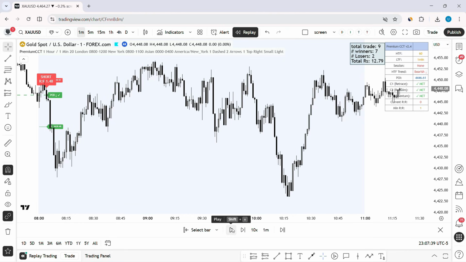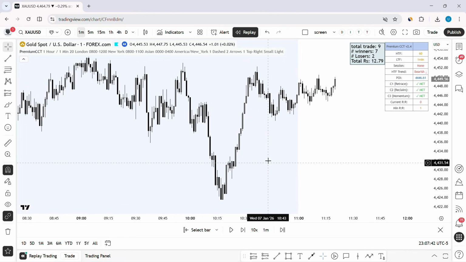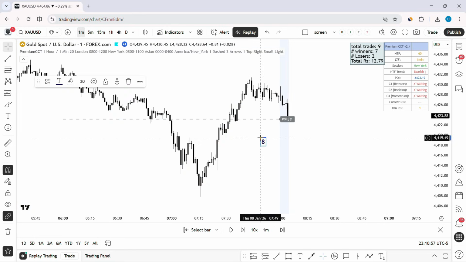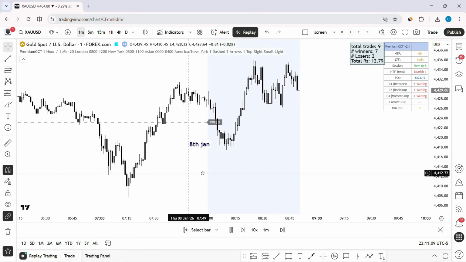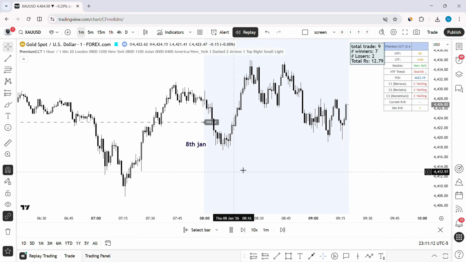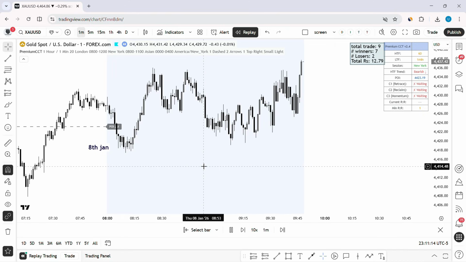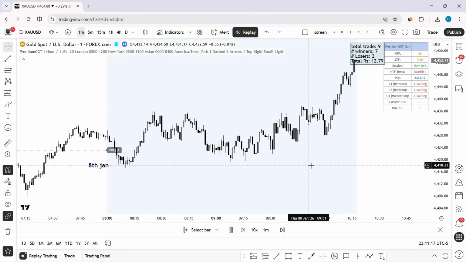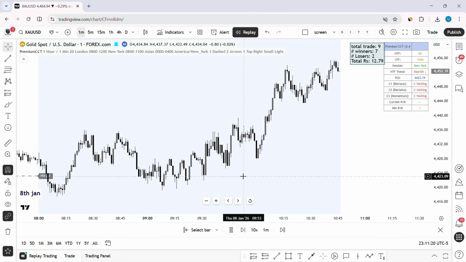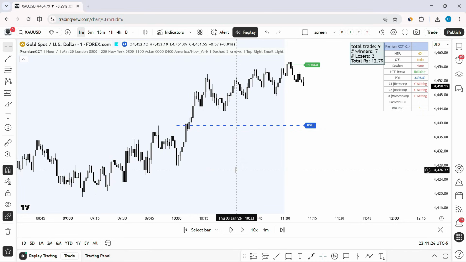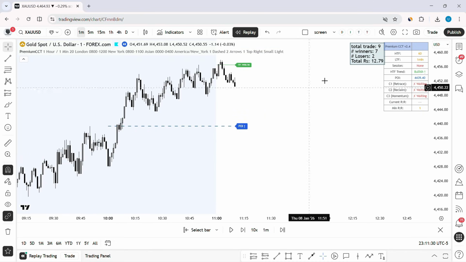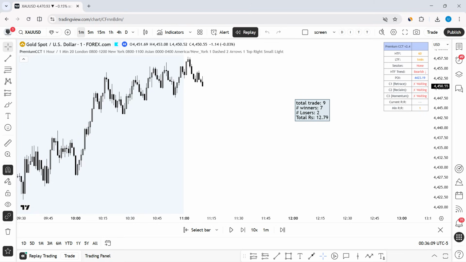Let's go to the last day of our back testing and see if any trade formed on 8th January. So we did not find any trade on the last day of the back testing. So these are the final results after one full month of back testing on gold.